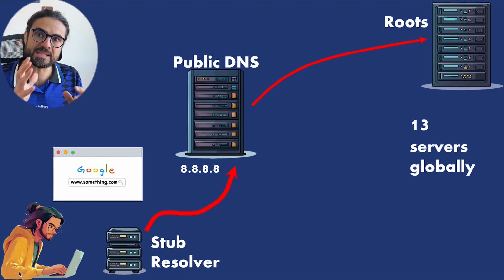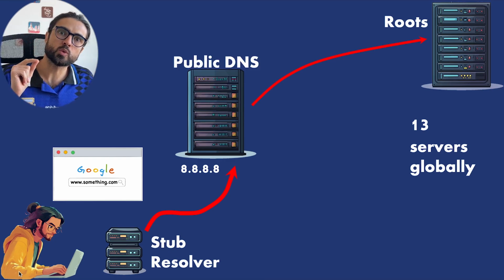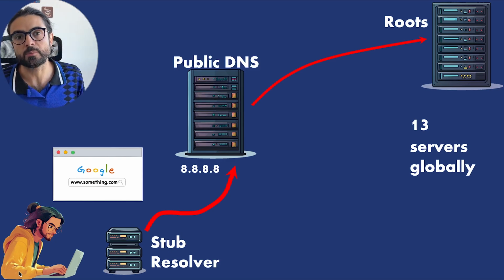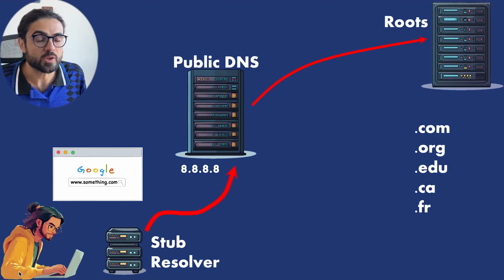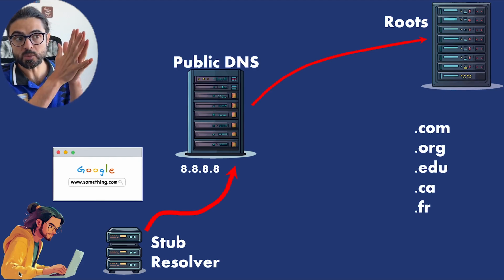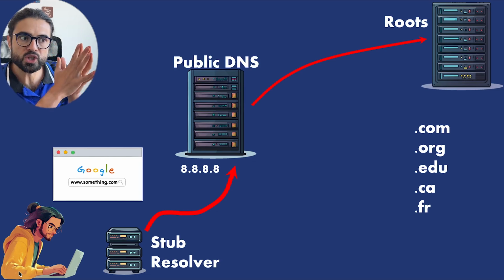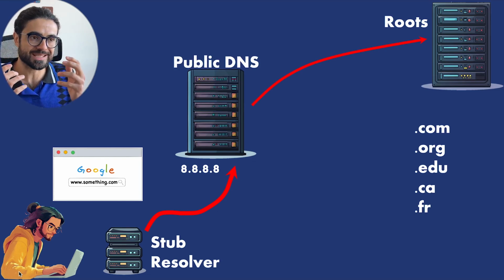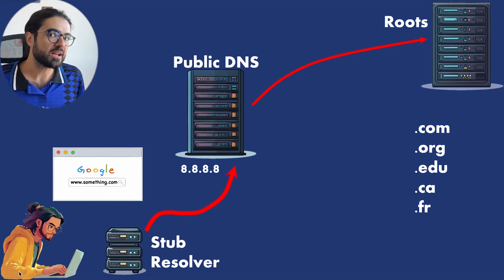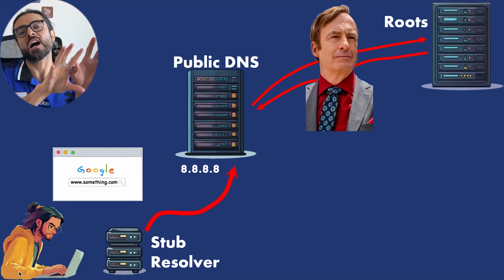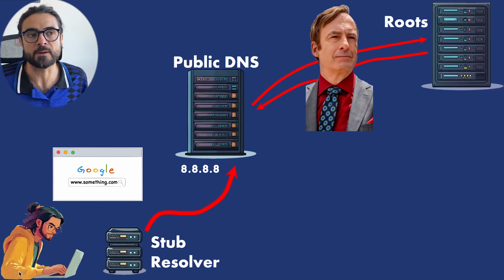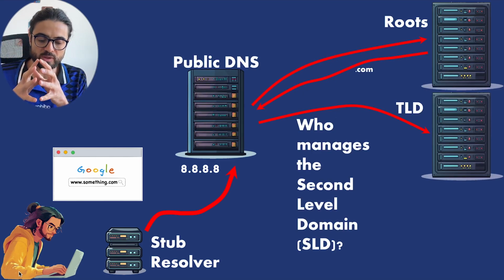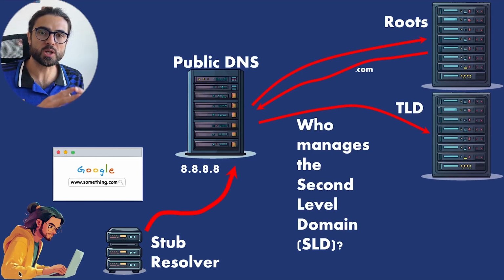So when you ask them, I want to go to www.something.com, they might say, I don't know what you want because I'm dealing with .com, .org, .edu, even countries like .ca, Canada, .fr, France, but I know the guy who can help you. I know the guy who knows the guy. So that scenario is repeating. Then they give you the IP address to go towards the TLD, top level domain.